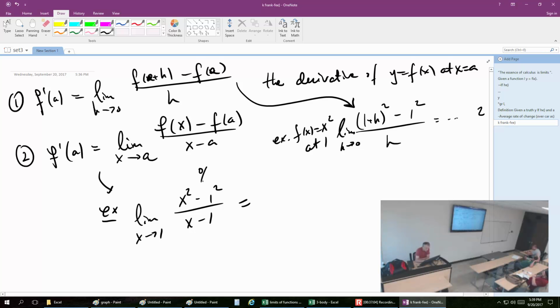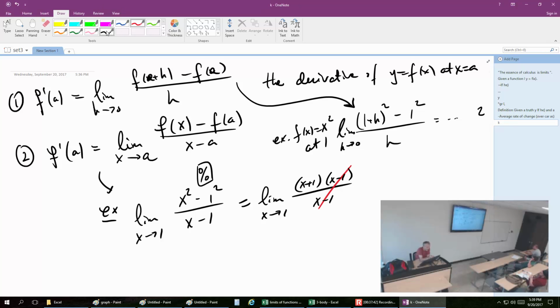Indeterminate expression 0 over 0. So what do we do? Just for practice, what do we do with the second expression? How do we evaluate the limit? You break apart x squared minus 1. So what do I get? x plus 1 and x minus 1. That's right. And I cancel.